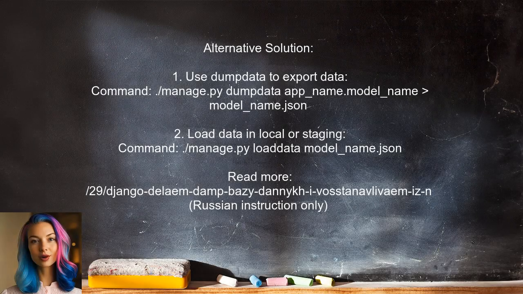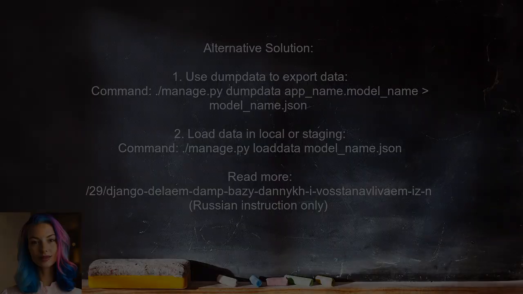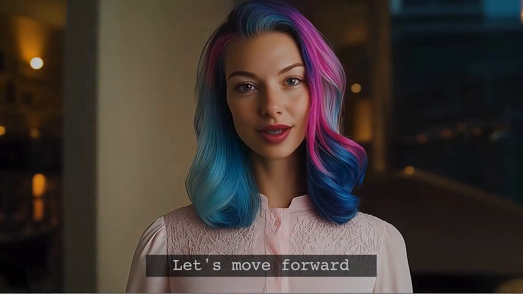An alternative approach to replicate part of your production Django database involves using the dumpdata command. First, run the command in production to export the desired model data into a JSON file. For example, you would use ./manage.py dumpdata appname.modelname, which saves the data to modelname.json. Then, on your local or staging environment, you can load this data using the command ./manage.py loaddata modelname.json. Let's move forward and look at another answer.